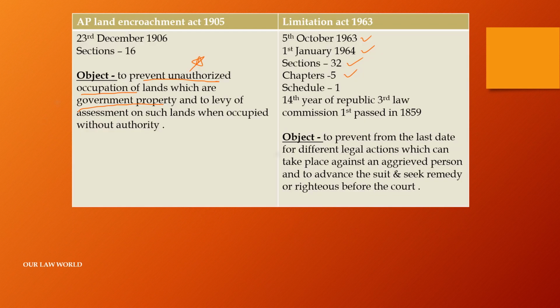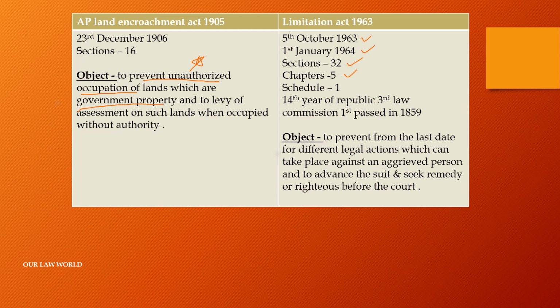The next one is the AP Land Encroachment Act 1905. The date is 23rd December 1906, and it has 16 sections. This act is to prevent unauthorized occupation of government property lands.